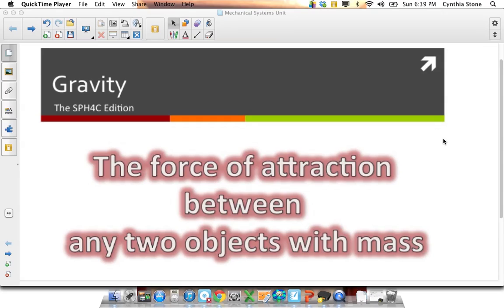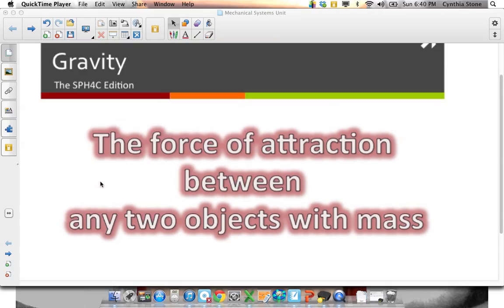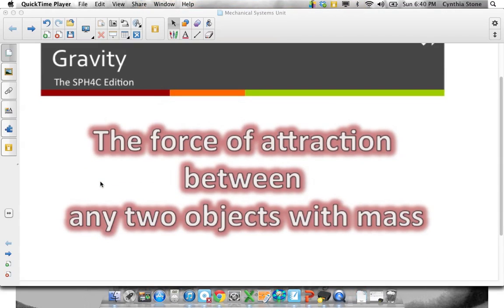Starting our second unit in SPH4C, grade 12 college prep physics, and it's called mechanical systems. By the end of the unit we talk about different types of machines and torque and doing some calculations around that. To start the unit though, we're starting with studying some of the different forces, and of course this lesson is on gravity.